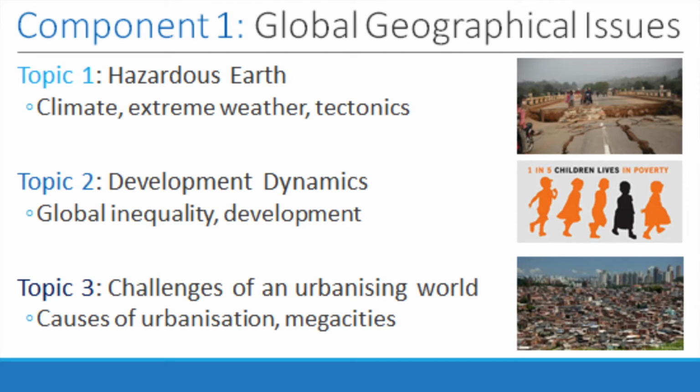Geography GCSE is made up of three components. Component 1, which we start at the beginning of Year 10, is called Global Geographical Issues. There are 3 topics within this, and the same within that exam. Topic 1 is called Hazardous Earth, and we cover subjects such as climate change, different types of extreme weather, hurricanes and tectonics with volcanoes and earthquakes.